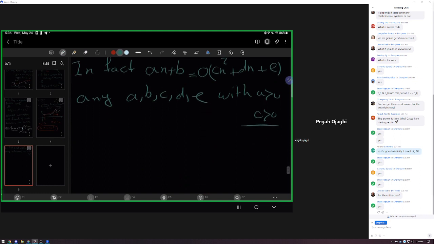So let's have another example. For example, 60n plus 100. The big O notation of this is going to be 2n squared plus 10n plus 1000. Or maybe minus 1000.